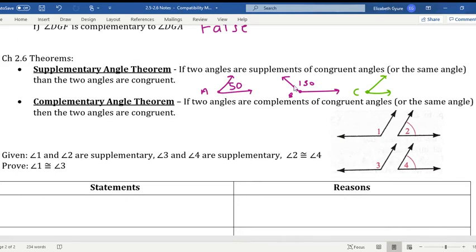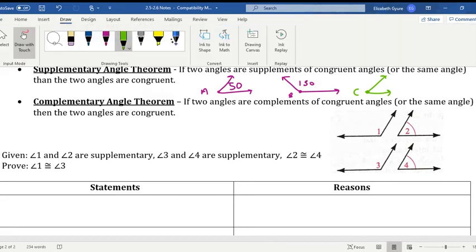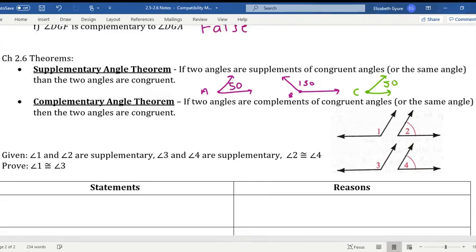So if you knew that angle A was a supplement of angle B, and we knew angle C was also a supplement, so let's say we also knew that was 50 degrees, right? 50 is going to be equivalent to 50, so angles A and C are still congruent. So that's what that's saying, and just like a quick little picture example.